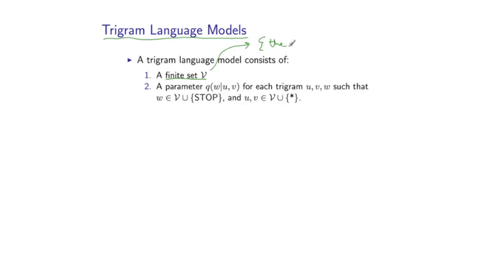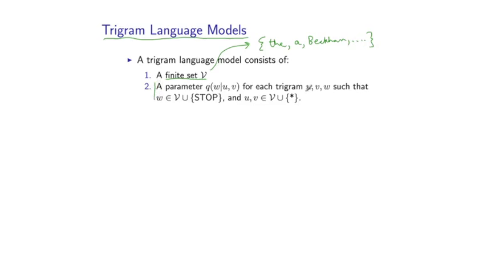So it might have words like the, a, Beckham, and so on and so on. Again, this might be a fairly large set, might be a few thousand, or even a few tens of thousands of words. And then the second part of a language model is a set of parameters.